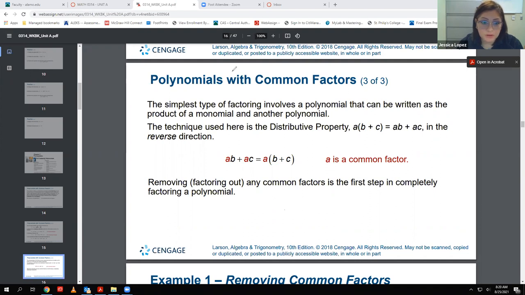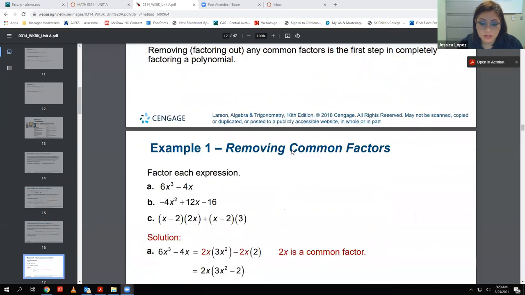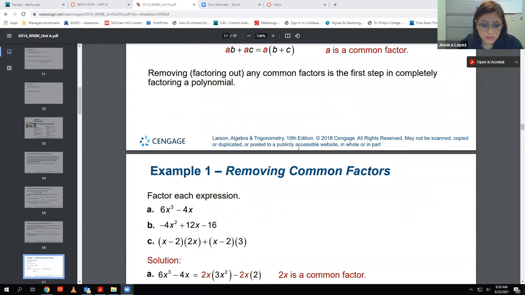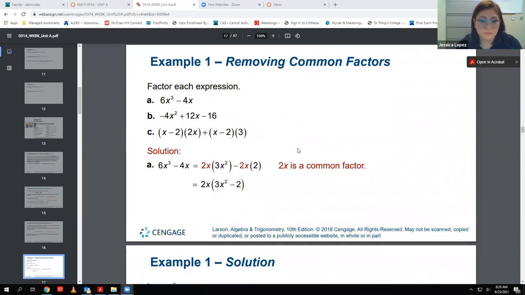Okay, so let me go back to my mouse and I will go to the first example. So they're giving me the solutions here. So for the example, it says factor this expression. And so what you would do is you would look at that expression and decide for yourself, what could it be divided by? What could each term be divided by? Okay.